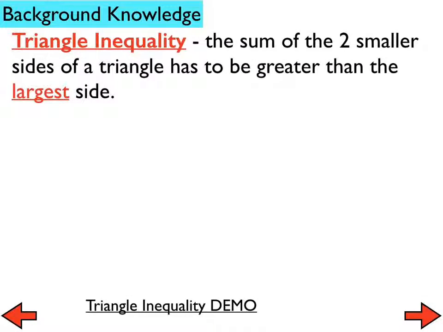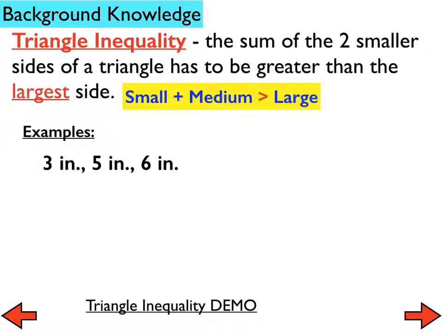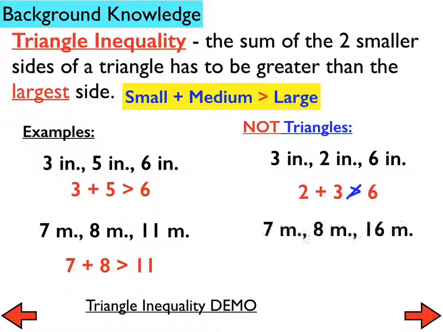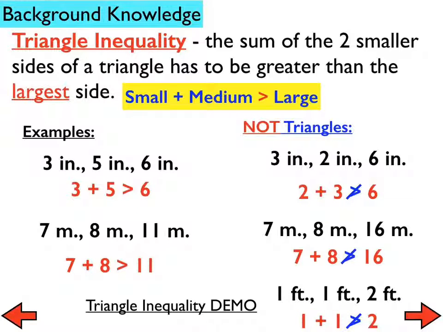And just to refresh your memory, the triangle inequality is the sum of the 2 smaller sides adding up has to be bigger than that third largest side. This is what we learned yesterday, and I gave you these examples. And just remember, even if it's equal, that still is not good enough to make a triangle, because remember, if they're equal, those 2 lengths would just fall flat, right?